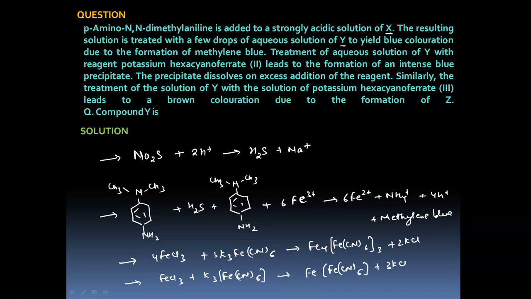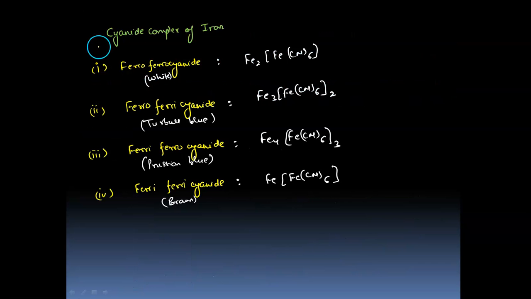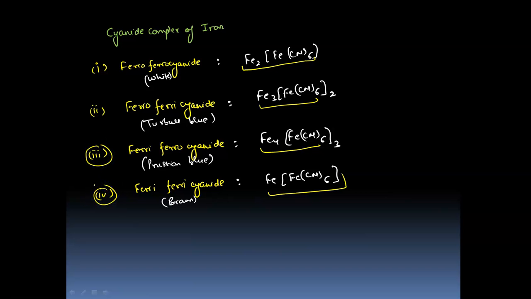Now, for example, while doing coordination complexes, we generally focus on the coordination complexes of iron, right? If we have knowledge about that, then I think this question should be easily solved. So we can see that iron forms cyanide complexes. Ferrocyanide is white, which has this formula. Ferroferricyanide is Turnbull's blue, which has this formula. Then you have Prussian blue, which has this formula, and ferriferricyanide, which is brown in coloration. So if you had a clue about the color, then in the question they are mentioning this and this, right? That should give you a hint.